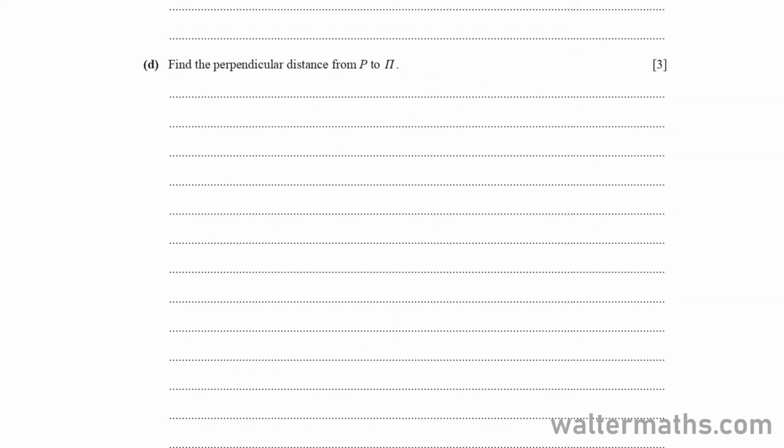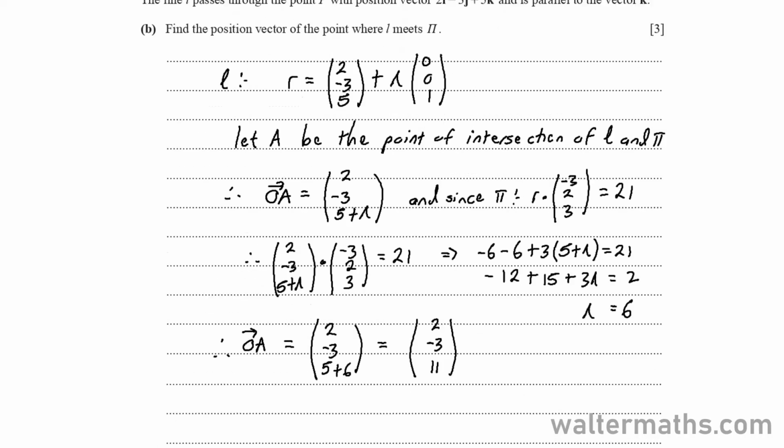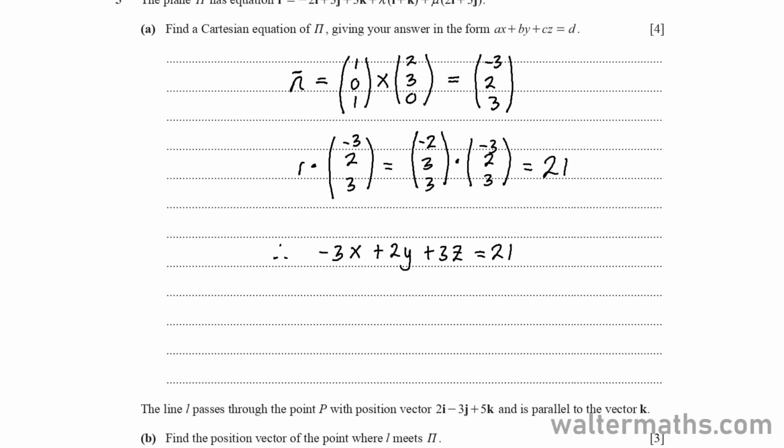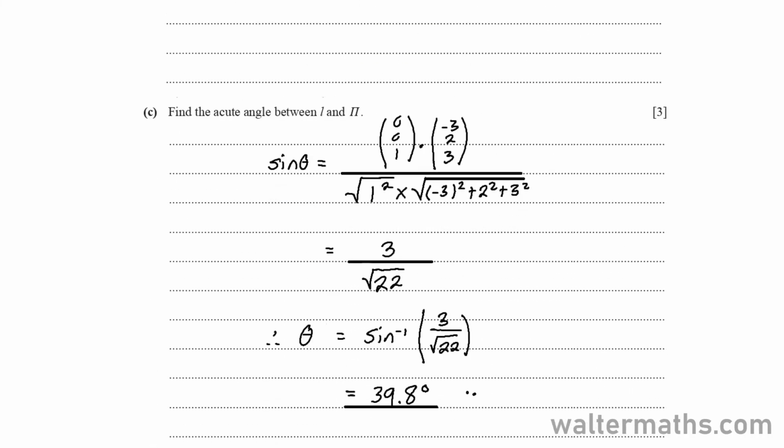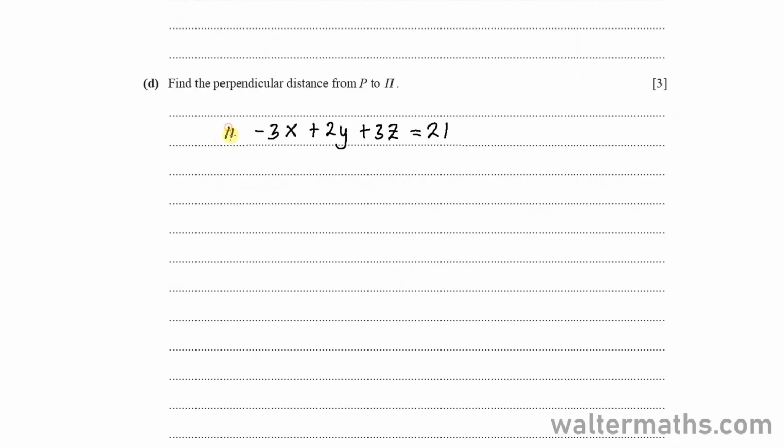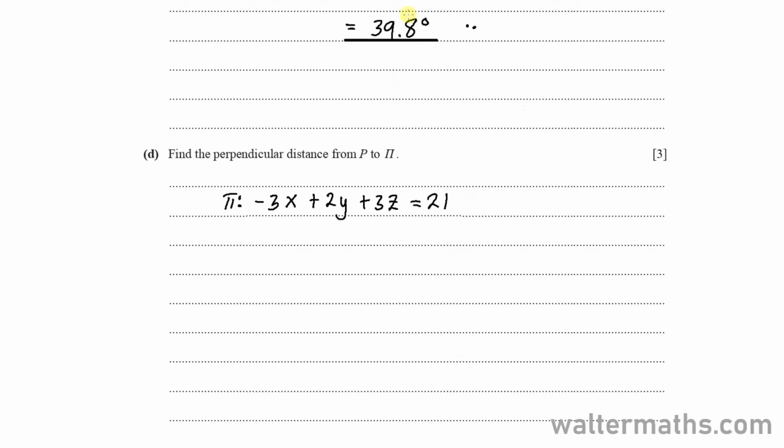Find the perpendicular distance from P to pi. Right, so here we are going to use this formula here for the perpendicular distance from the point to the plane. Now remember, we have the equation of the plane as this. So let's paste it here. So that's the plane pi. And we also have the point P given.